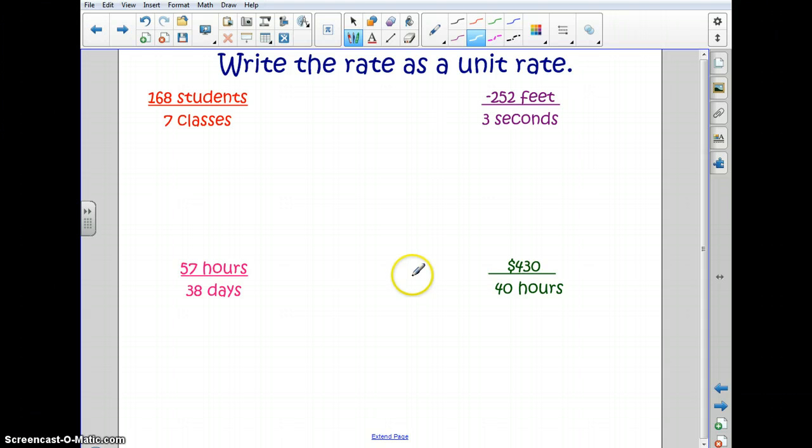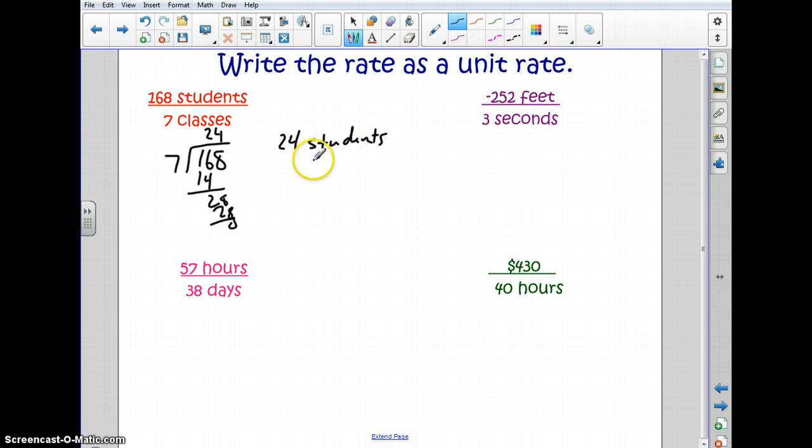All right, a couple more examples. Write the rate as a unit rate. 168 students divided by 7 classes. Just divide it right out and then label it. 168 divided by 7. It goes in there 2. 7 goes into 28 4 times. So my answer would be 24 students per class. And if I wanted to put that 1 class, I could put 1 class, 24 students per class.